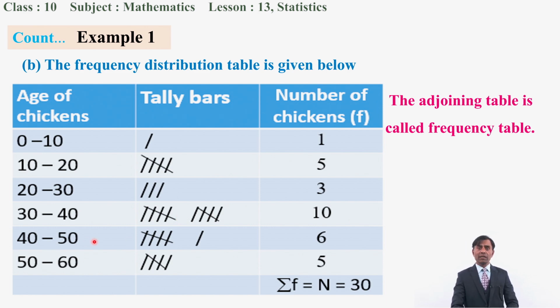40 to 50 days, chickens are 6, and 50 to 60 days, chickens are 5. So how many chickens are there? 30 chickens are there in total. So if we are presenting the counting, grouping, and writing the number, that adjoining table is called a frequency distribution table.